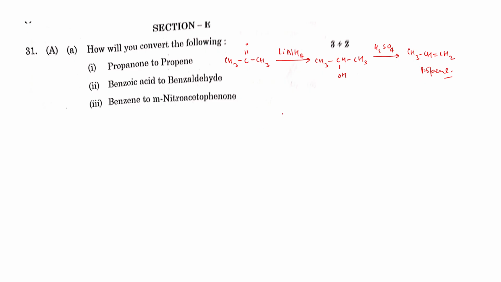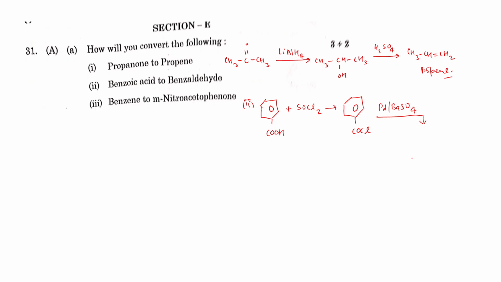Second one, benzoic acid to benzaldehyde. So we have benzoic acid and we have to convert it to benzaldehyde. How can I do it? First, let us convert it to the chloro compound. The best method is thionyl chloride. So when it converts to COCl, again, we can carry out the Rosenmund reaction.